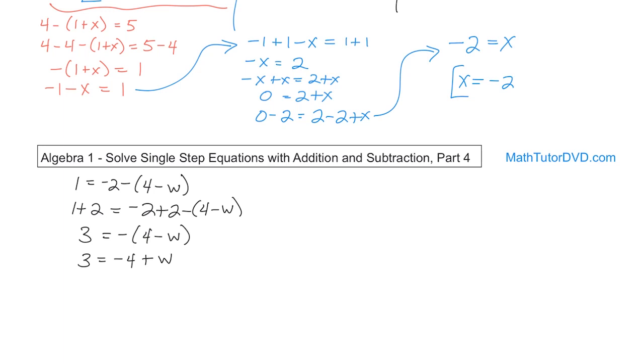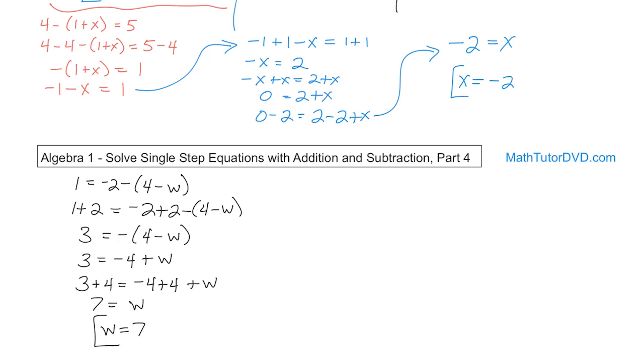And now we're almost there. We have a negative 4 there we need to get rid of, which we'll do by adding 4. So we'll add 4 to the left, and we'll add 4 to the right. So on the right, this goes to 0, this goes to 7. So you have 7 is equal to w, or w is equal to 7, however you want to write it. It's the same thing. W is equal to 7.